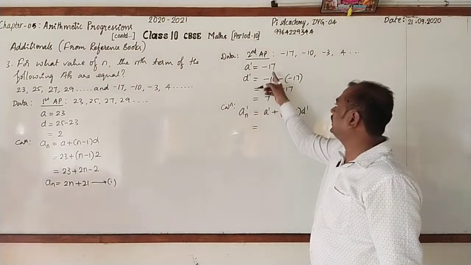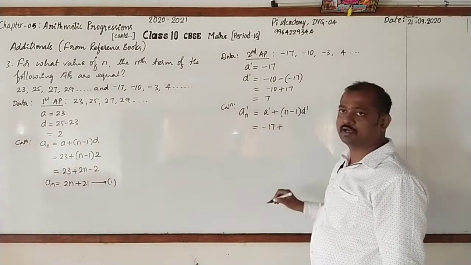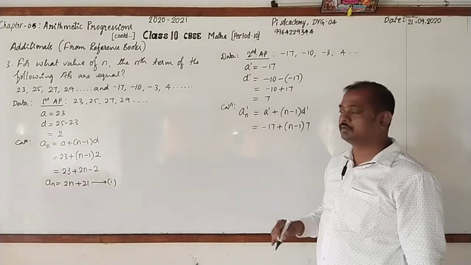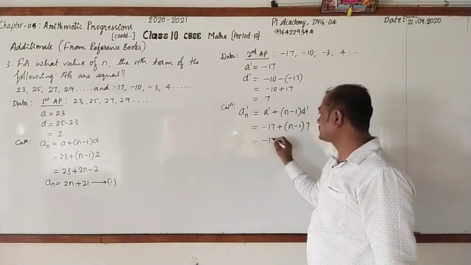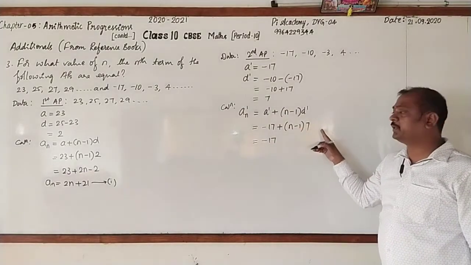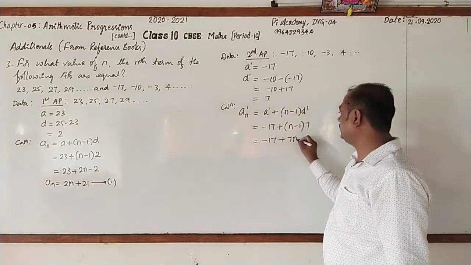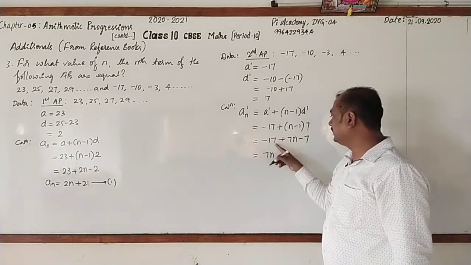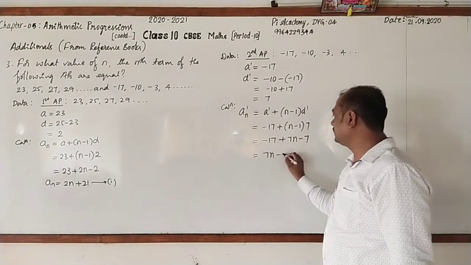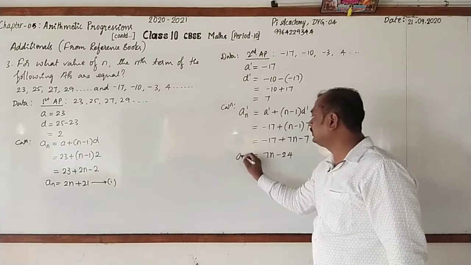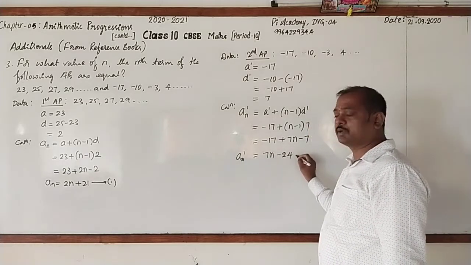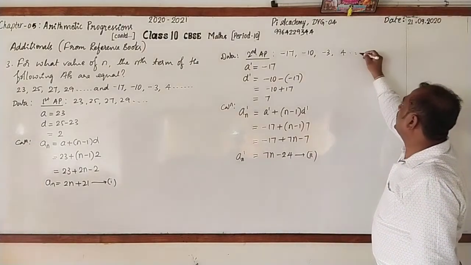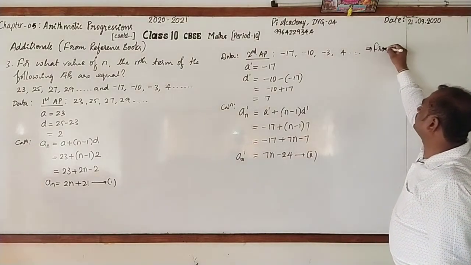Now this is equal to a dash, which is minus 17, plus of n minus 1 into d dash, which is 7. It is equal to minus 17 plus n minus 1 by 7. 7 into n is 7n, minus 7 ones are 7. It is 7n minus 17 minus 7, which is minus 24. So an dash is equal to 7n minus 24. You may call it the second statement. So they have given this from the statement.